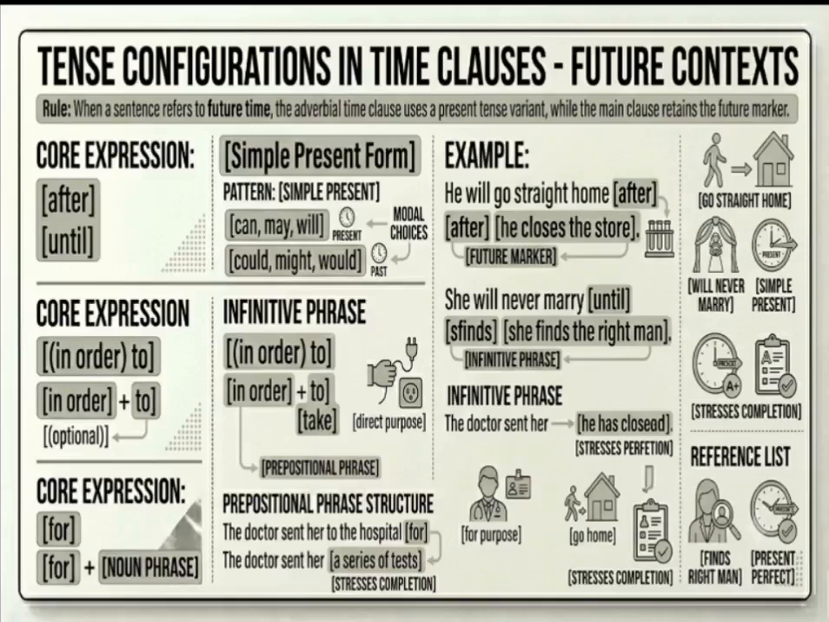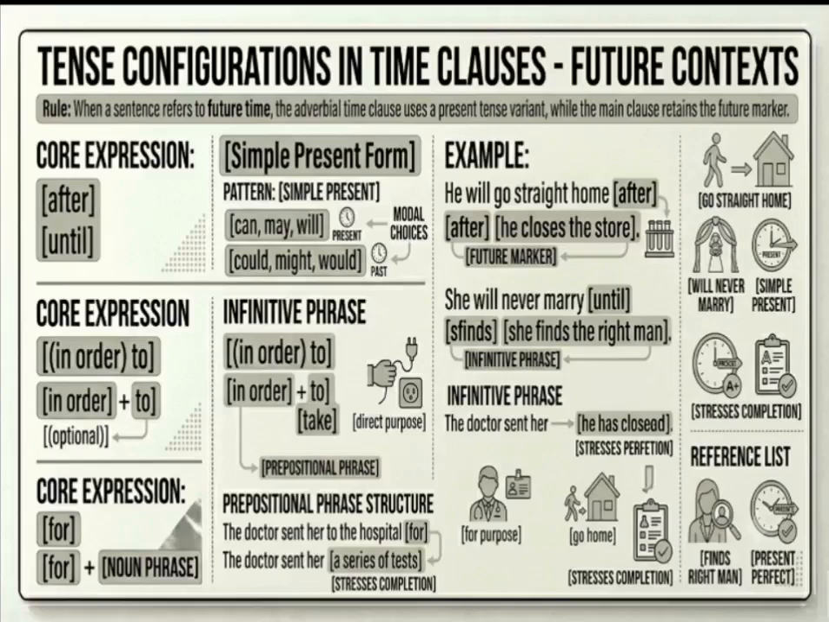Let's look at the example. He will go straight home after he closes the store. Look at the main clause. He will go. It's future, yes. But look at the time clause introduced by after. He closes. It's simple present. If you say "after he will close the store," it's grammatically incorrect. If you want to emphasize that the action is 100% completed before the next one starts, you can even use the present perfect. You say "after he has closed the store," but it must stay in the present family.